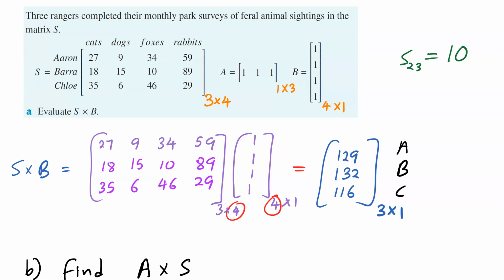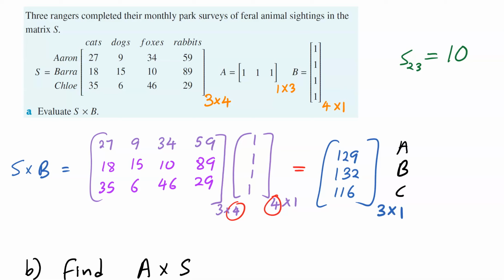So this is regarding three rangers and they look after cats, dogs, foxes and rabbits. The first matrix, S, gives you the numbers associated with each of the rangers. So for example, Aaron is citing 27 cats, 9 dogs, 34 foxes and 59 rabbits, etc. So you can read each row for each ranger, and if you look at the columns, that gives us how many species in each category. In this case, cats 27, 18, 35, you can add them up.